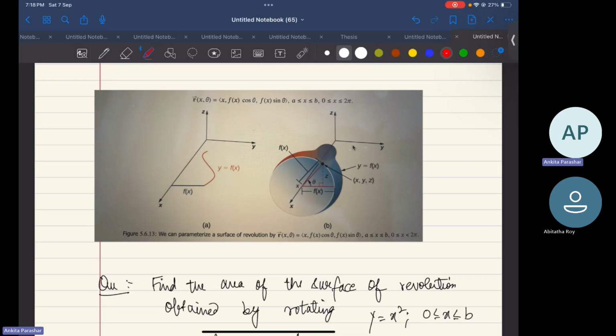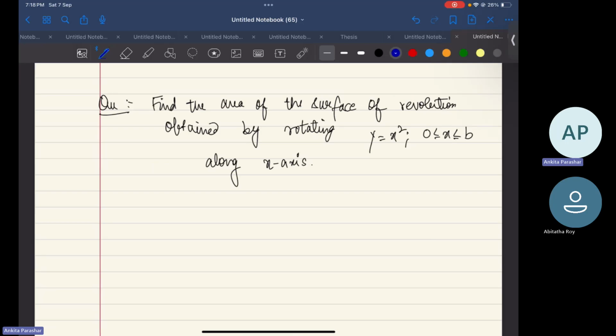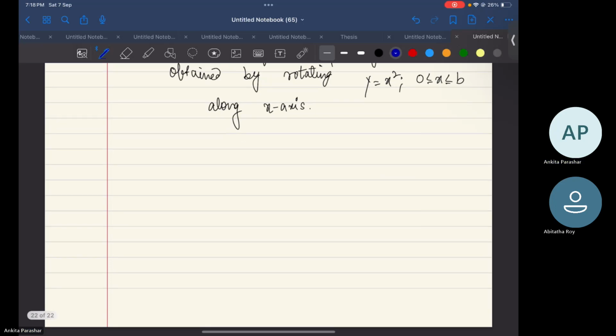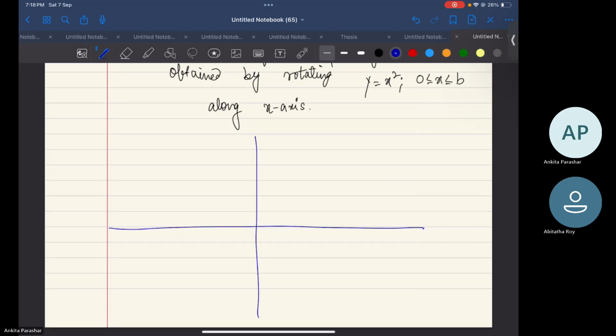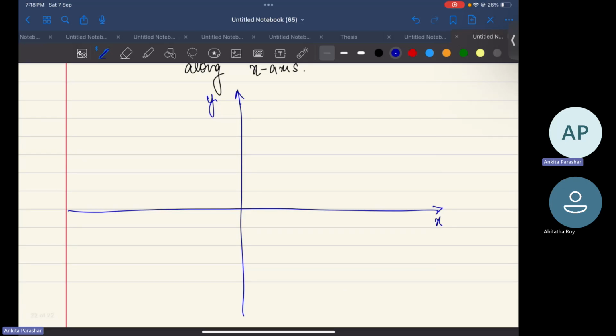All right, let's see what we can do by knowing all this. I want to find the area of the surface of revolution obtained by rotating y equal to x square. Let's see how the graph will look if I rotate the curve y equal to x square. For the moment, let's see visually what's happening. I understand visually what happens when you rotate it. Okay, I know that you understand.